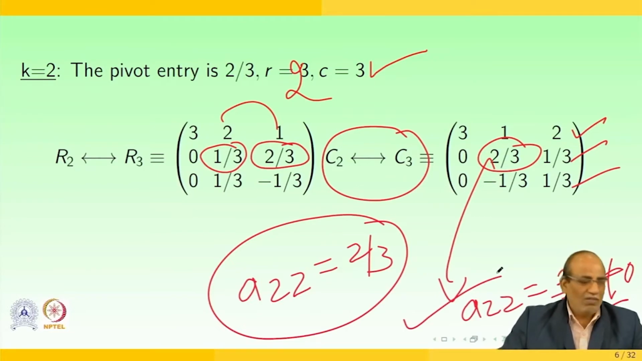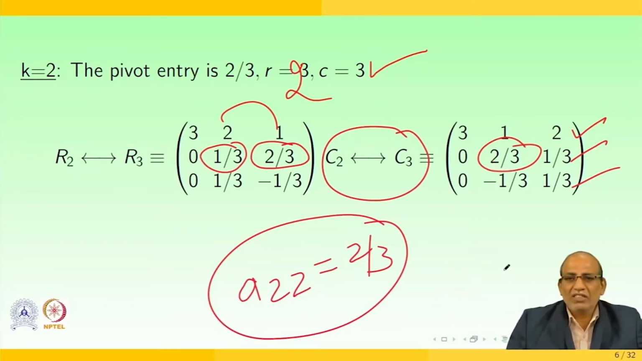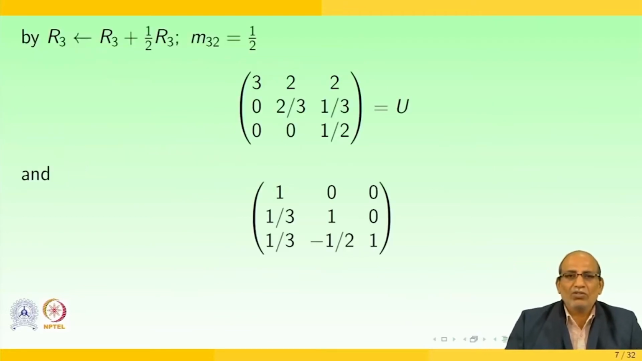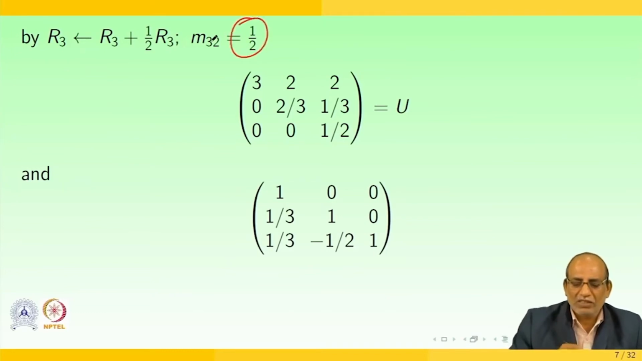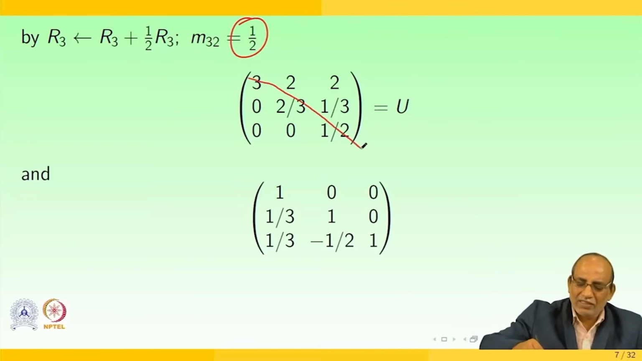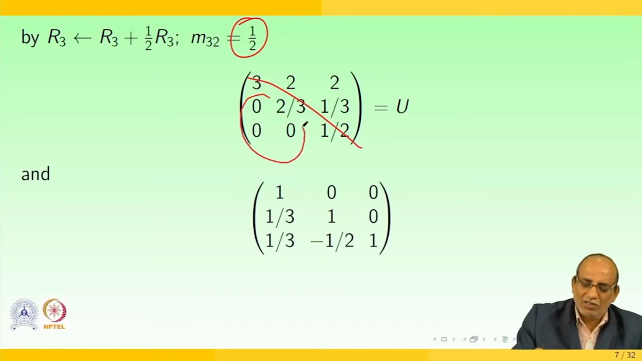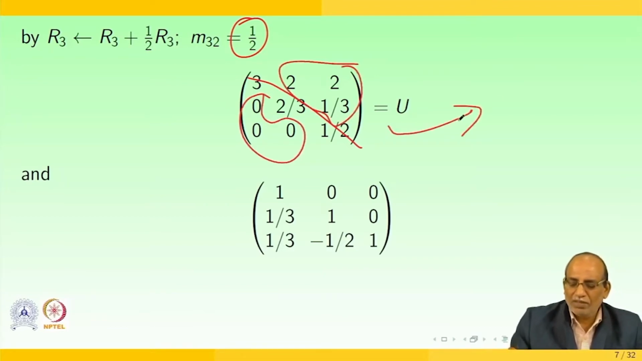Well, in this process we could do k equal to 1, 2. So now look at this. M32 in this process is 1 by 2. So you could get this matrix. This is the non-leading diagonal element, and these are all zeros and these are all non-zeros. So you should be able to get what you call the upper triangular matrix. This is the upper triangular matrix.